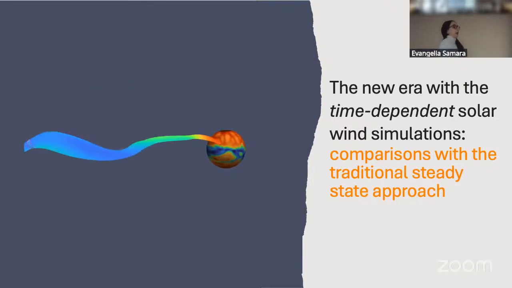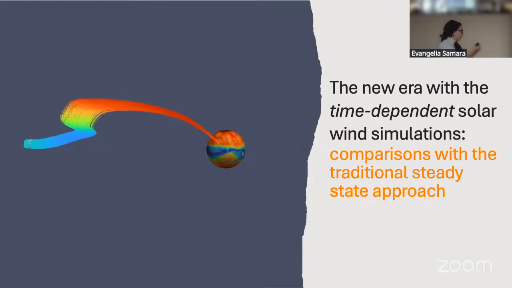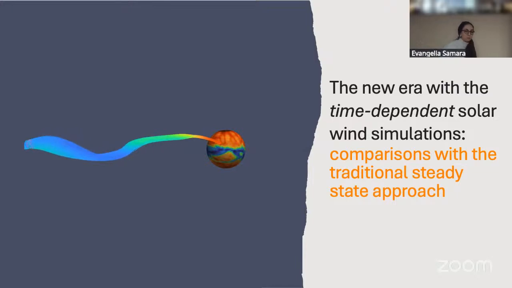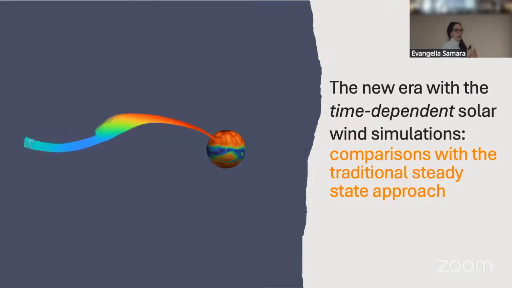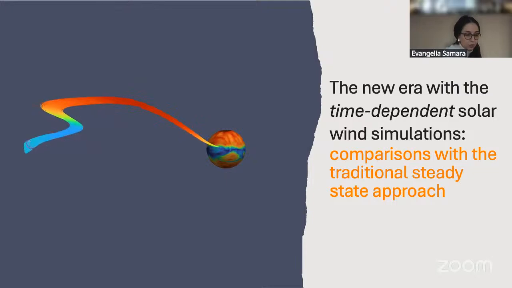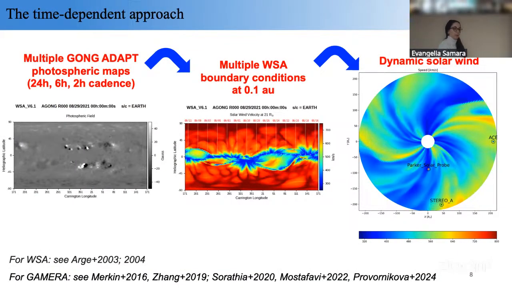We have coronal holes opening up, closing. We have active regions emerging and going down, and all these dynamic effects cannot be captured by only one magnetogram. So that's why the time-dependent solar wind simulations come to the table. And let me explain to you what we mean by that.